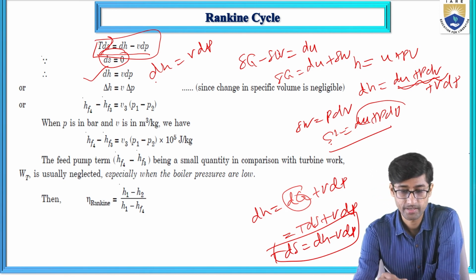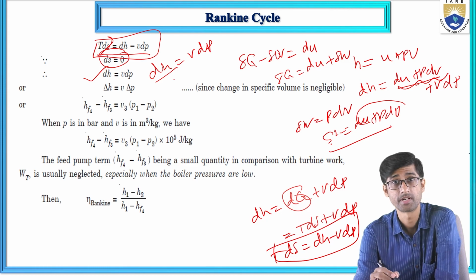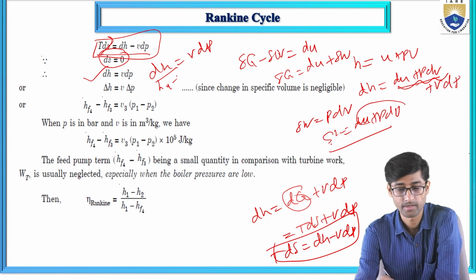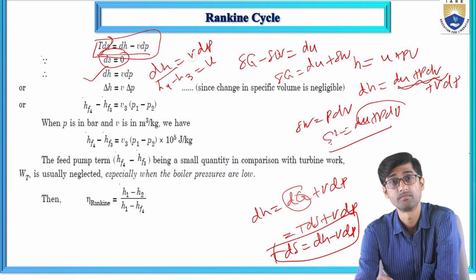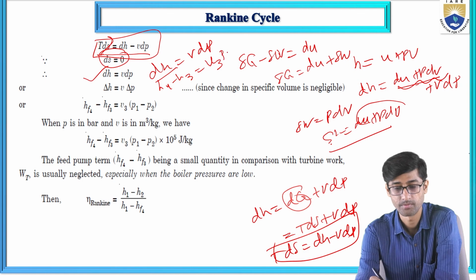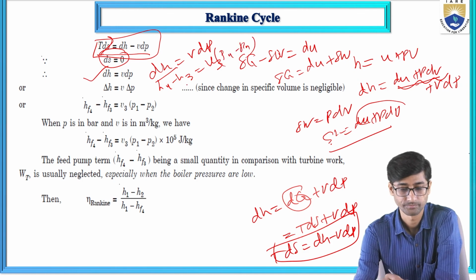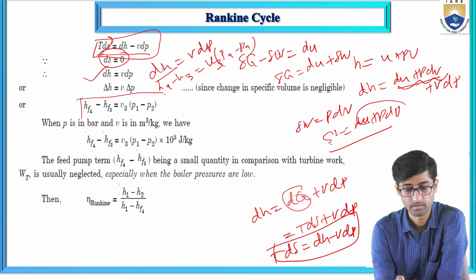Now, what is this delta H? We are considering the pump, so it is H4 minus H3. That is equal to V times delta P, where V is the specific volume, let's say V3, the initial volume, and the pressure difference is P4 minus P3. So this is the pump work.